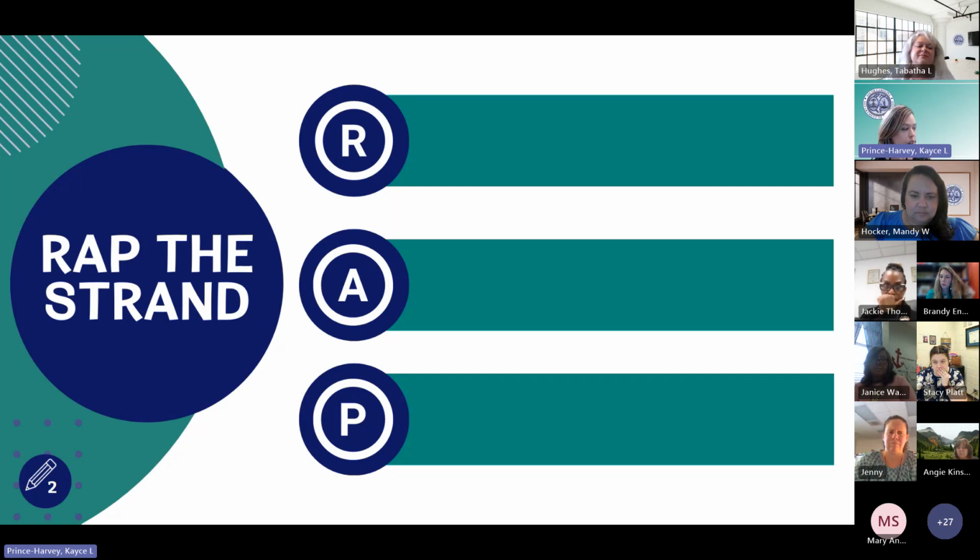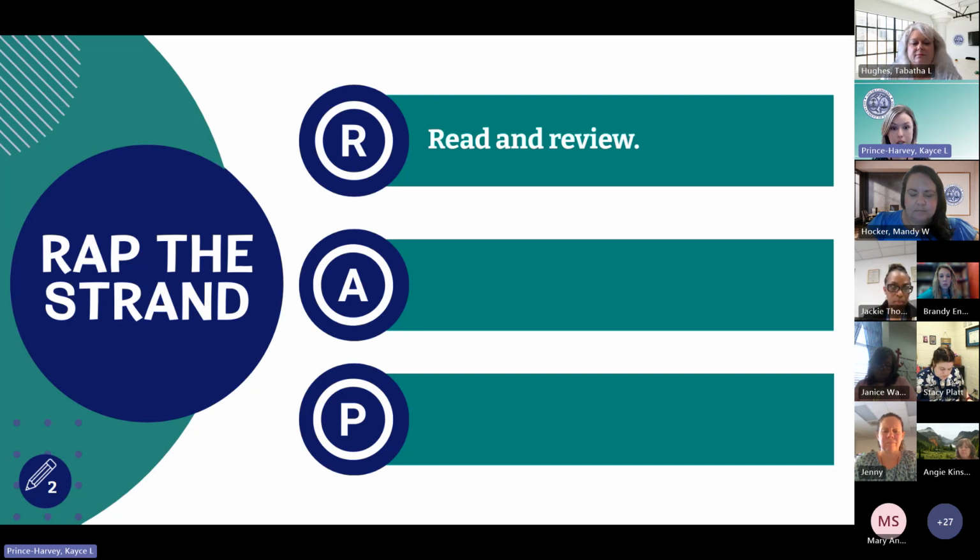And you have a spot on your note catcher for this. This is box 2 of your note catcher. And what we want you to do is take a moment to read and review some of that vertical progression. You may want to look at it across the board. You may want to focus in on a particular area. I'm going to let you choose your own adventure on that.